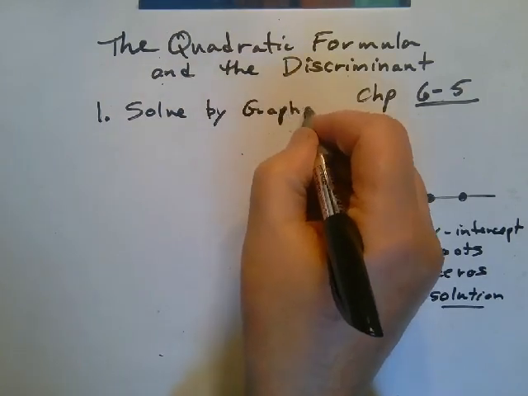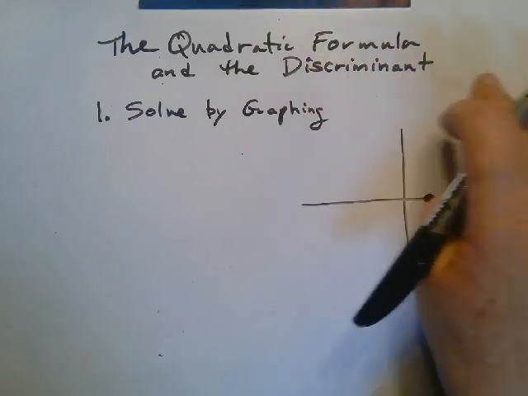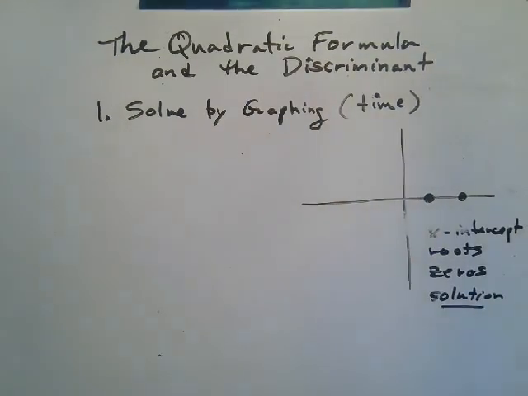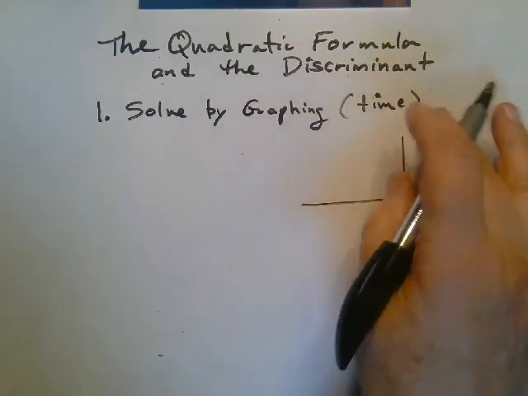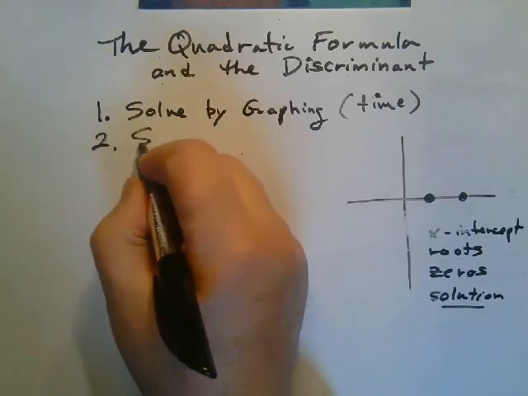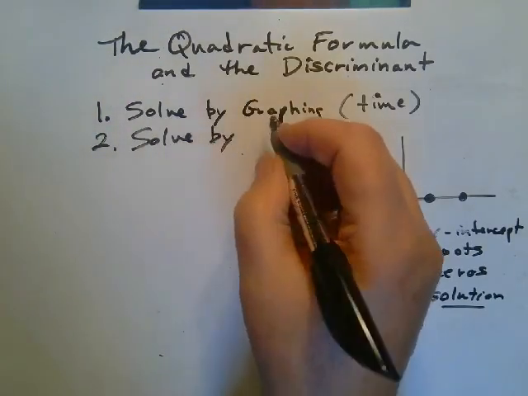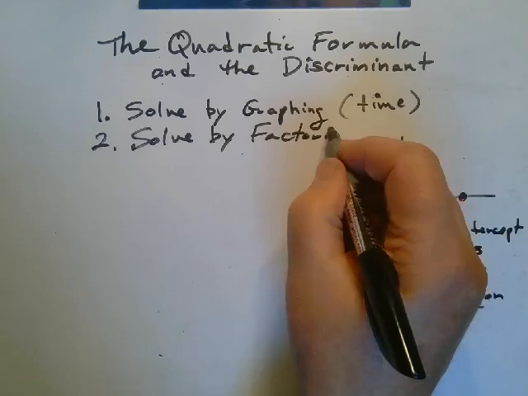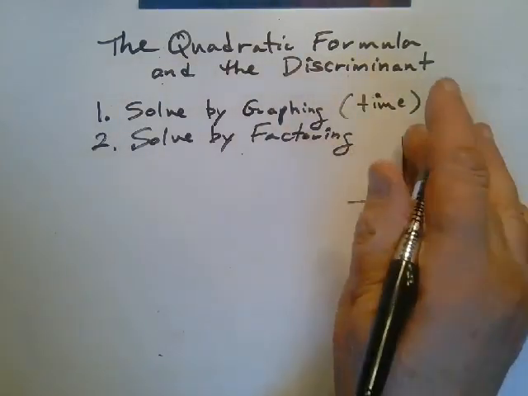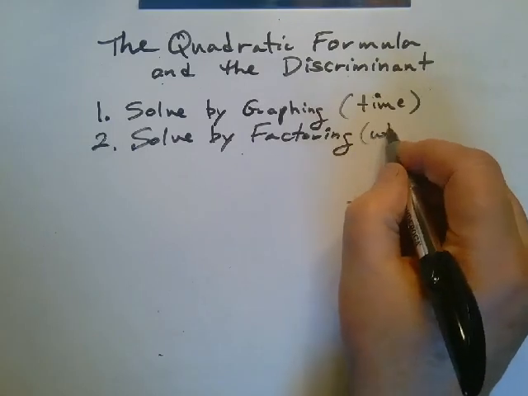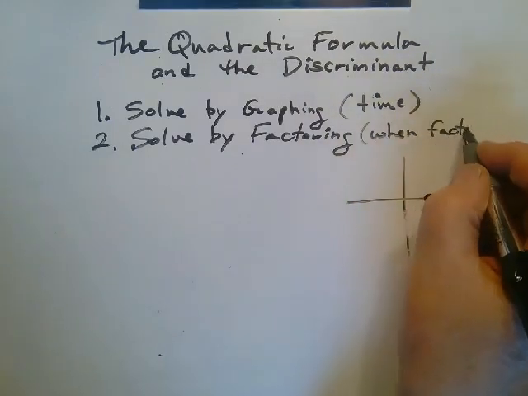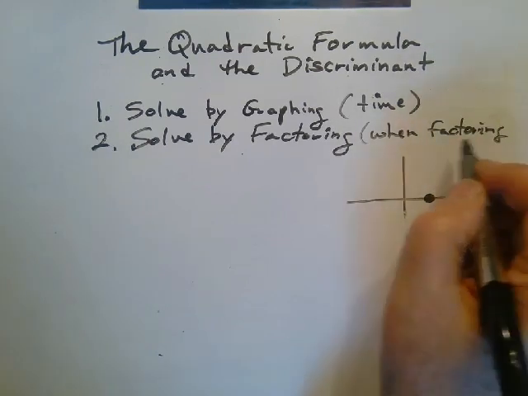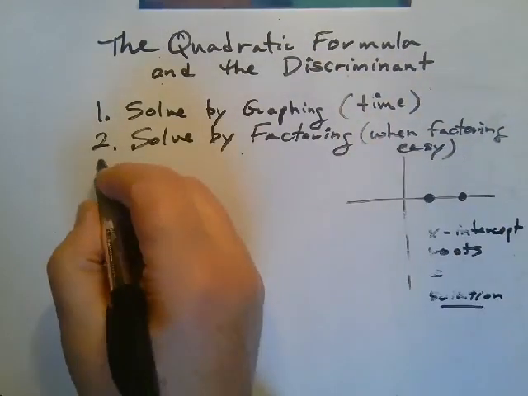And that particular technique takes a long time to do. This is a time-consuming technique, and it also is not always that easy to get real accurate with it. Number 2, solve by factoring. We just did that in the last assignment, I believe. This is a good technique when the factoring is easy. If the factoring is not easy, then this technique would be too hard to do. But when the factoring is easy to do, that's a great technique.